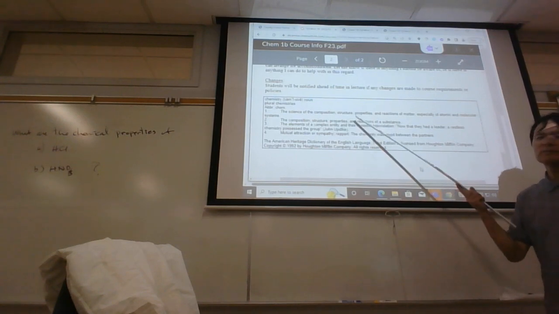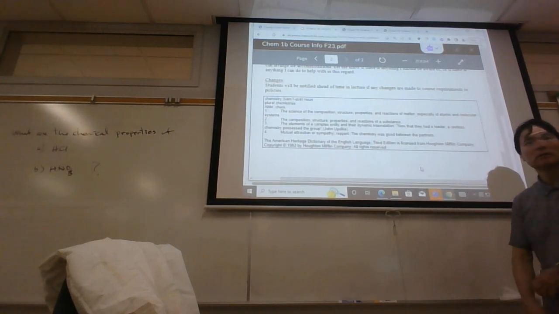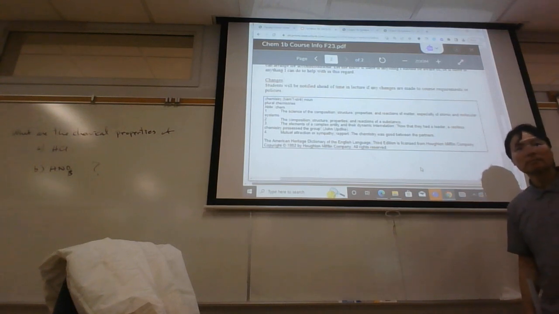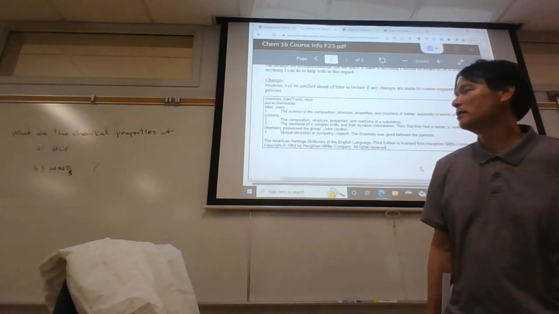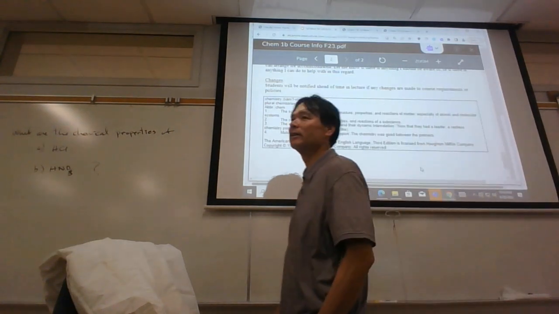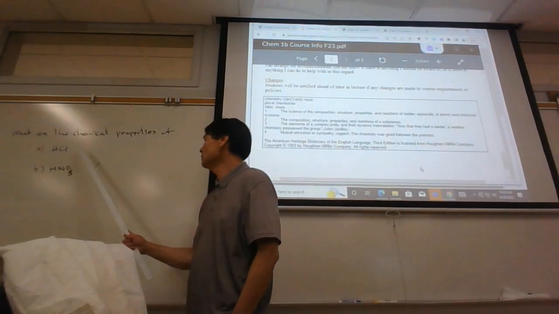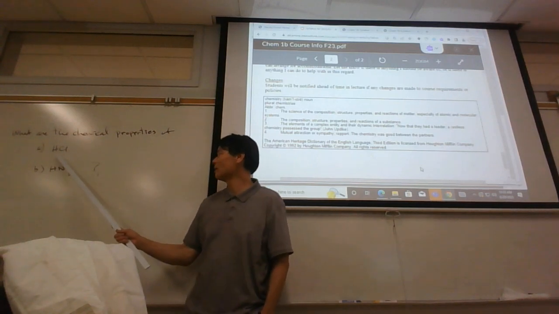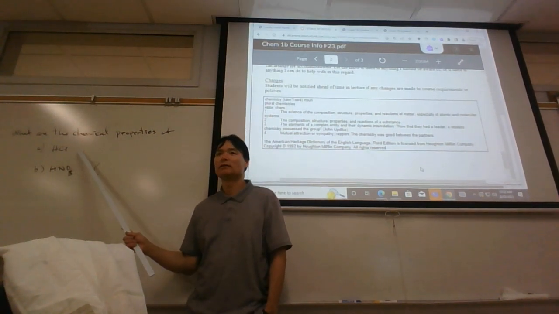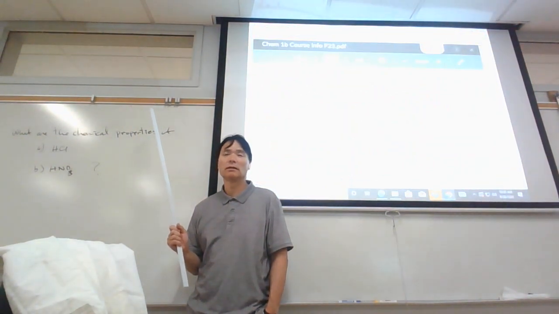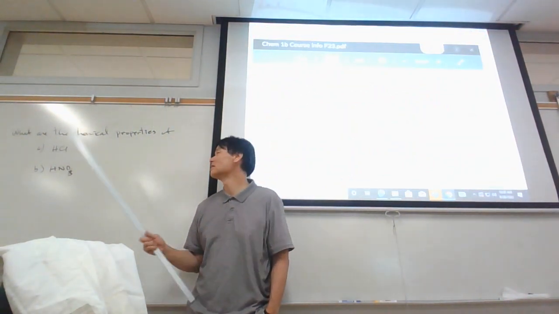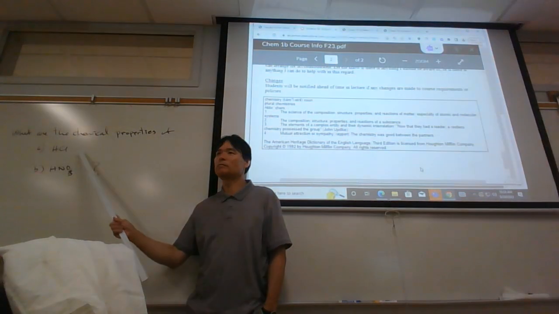And so give me some examples of physical properties. Color and state, like solid, liquid, gas. So can you tell me some physical properties of HCl? What color is HCl? Colorless. And do you know the state of pure HCl?